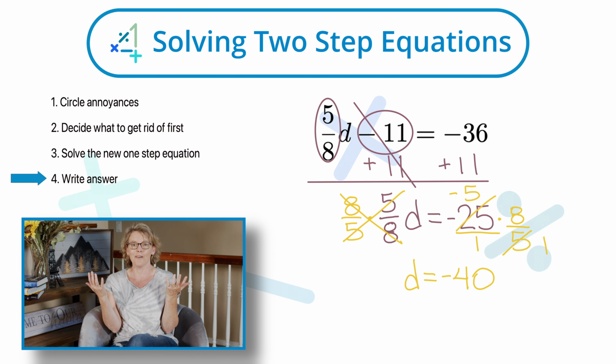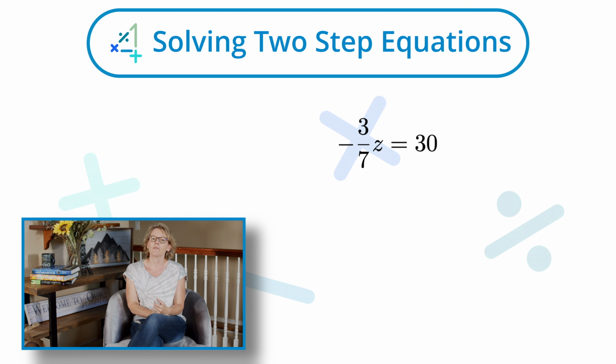Step 4 and the final answer. Before we do the last example of two-step equations, I'd like us to quickly practice another one of the one-step equations with that fraction in the front. -3/7 z equals 30. I want to make sure that that little trick sticks with you.